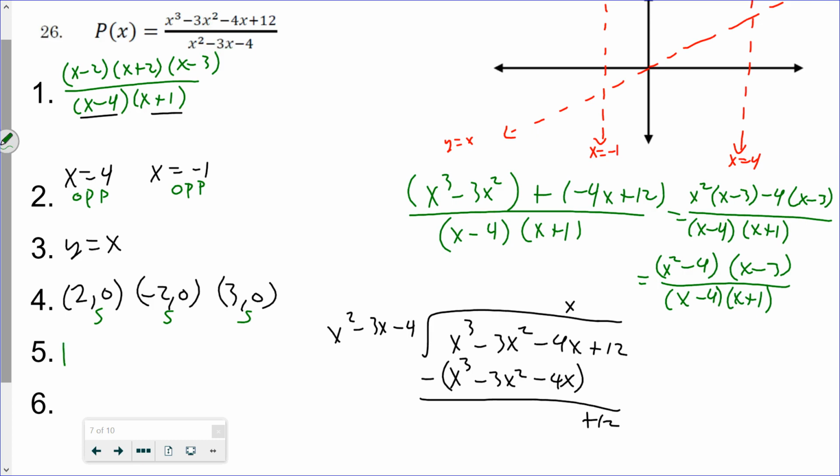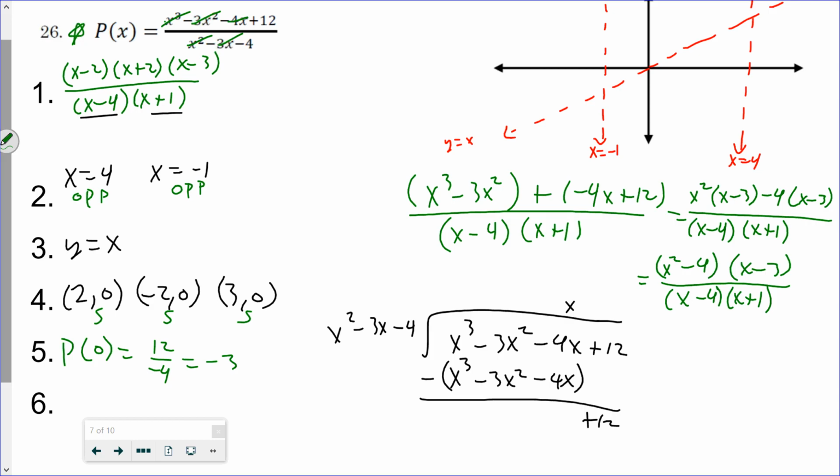And now for my y-intercept, plug in 0 for x. So when you do that, p of 0, I get just 12 over -4. Because when you plug 0 for x into your original formula, all these x's just cancel out. I'm left with 12 divided by -4, or -3. So I have all my intercepts now.